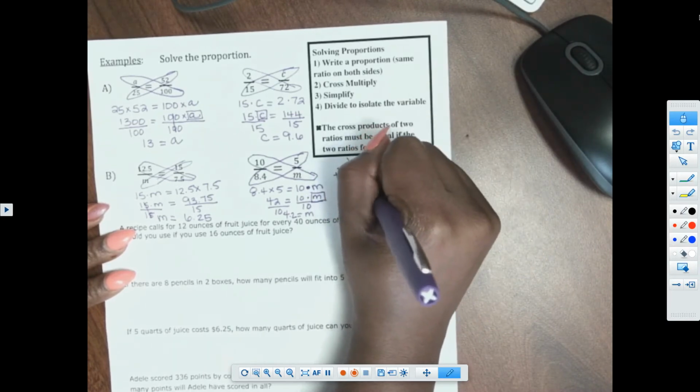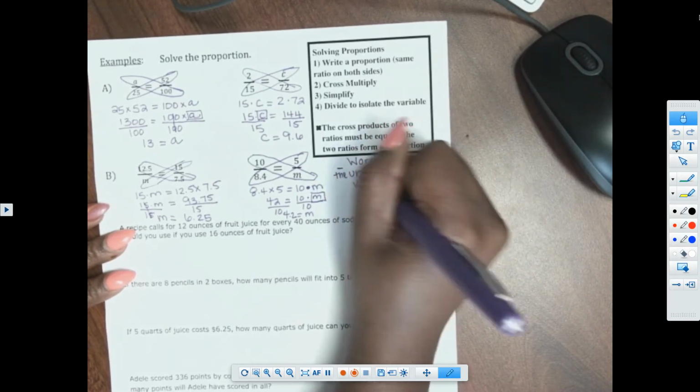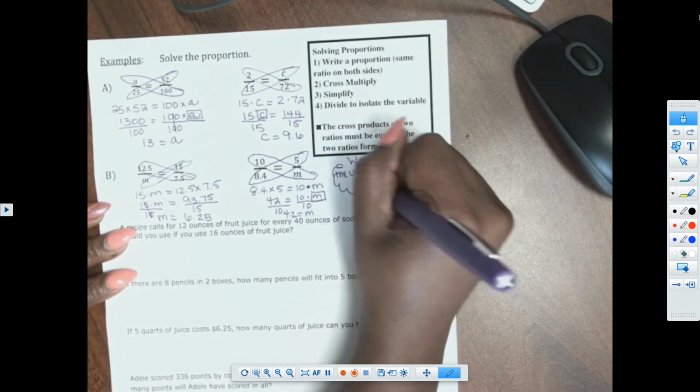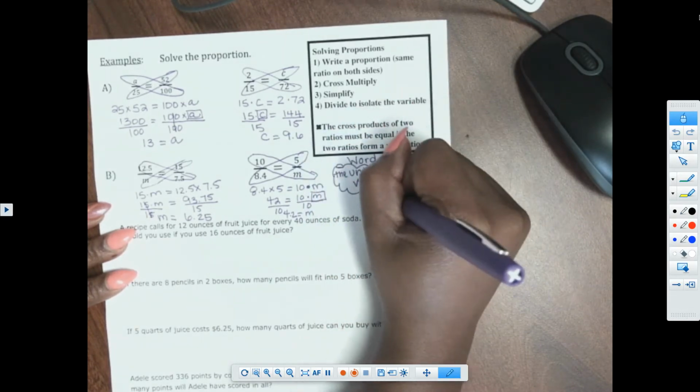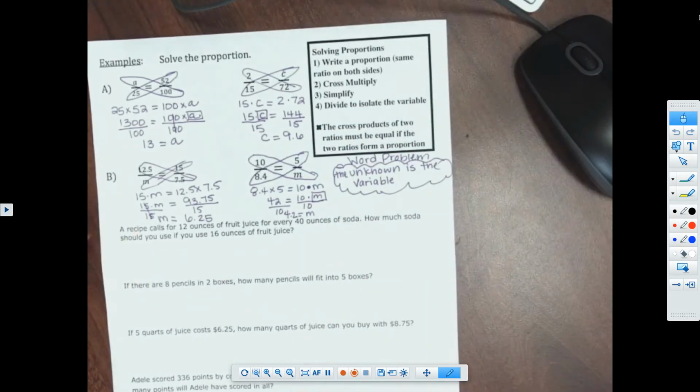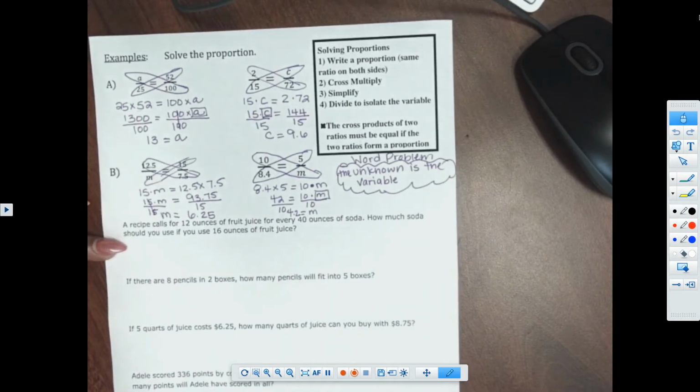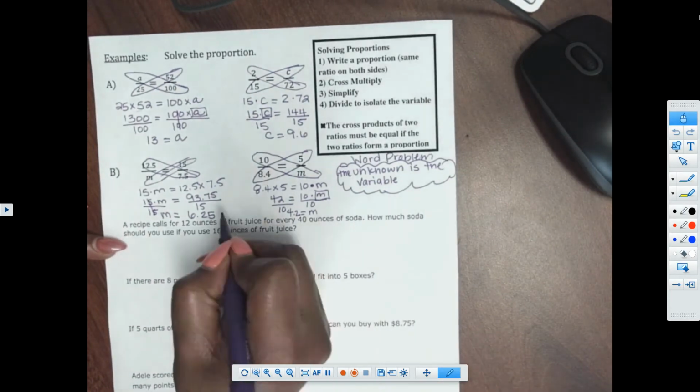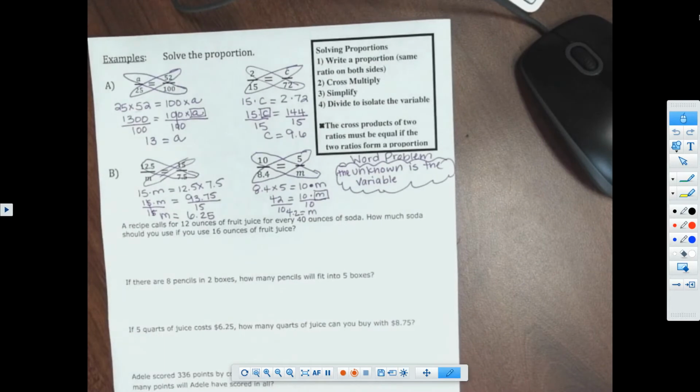So when you get to the part that is missing from your proportion, that part becomes your variable. And I'll make that clear in just a second, okay? So it says a recipe calls for 12 ounces of fruit juice. And notice I'm going to try to keep the same symbol for each part of the ratio the same so that you'll know which ones you need to do, okay?